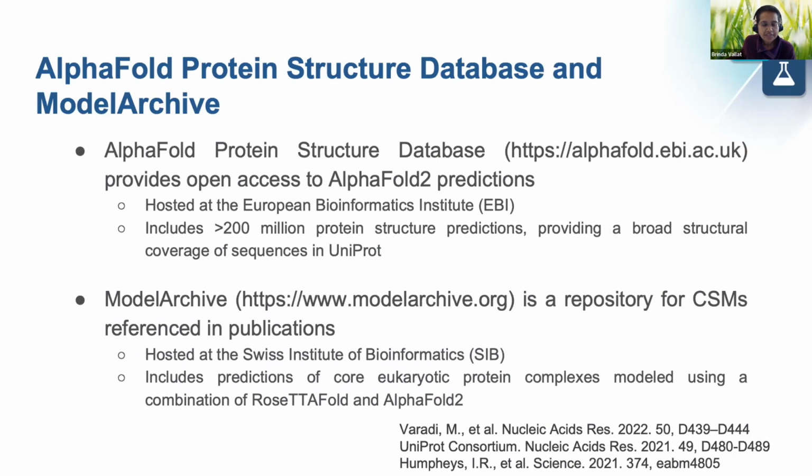The ModelArchive is a repository for computed structure models referenced in publications and is hosted at the Swiss Institute of Bioinformatics. It includes predictions of core eukaryotic protein complexes modeled using a combination of RoseTTAFold and AlphaFold, generated by David Baker and his team at the University of Washington. So these two are the primary resources for the computed structure models, which have now been integrated into rcsb.org.